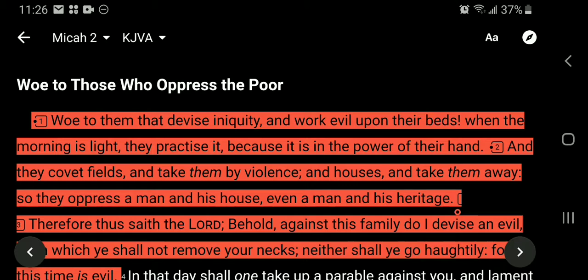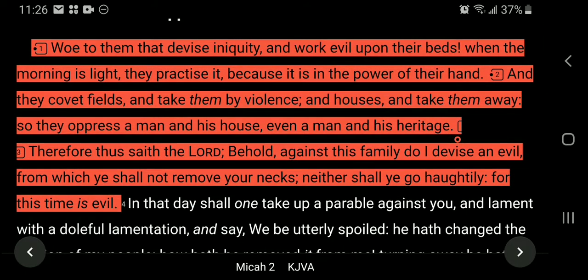Okay, because the Most High gave the earth into the hand of the wicked. Verse 2, and they covet fields as they did with America, and they take them by violence, and houses, and take them away. So they oppress a man and his house, even a man and his heritage. Therefore said the Lord, behold, against this family do I devise an evil, from which ye shall not remove your necks, neither shall ye go wholly, for this time is evil.